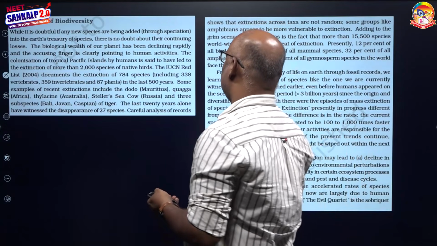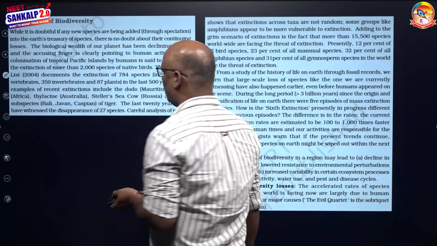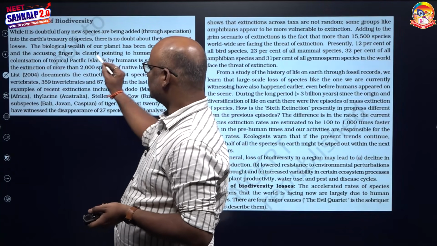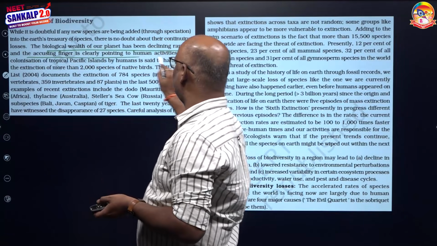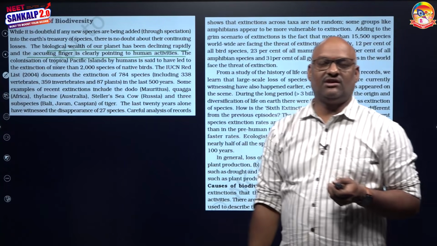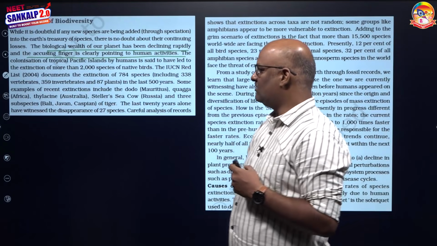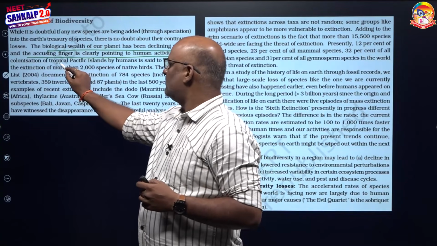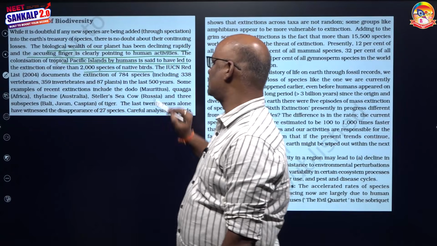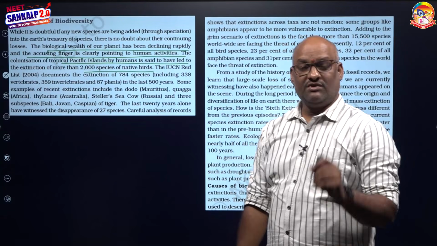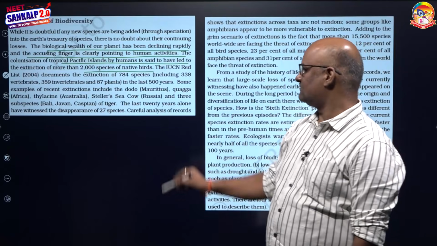Now, loss of biodiversity. How has biodiversity been lost here? The biological wealth of our planet has been declining rapidly, and the accusing finger is clearly pointing to human activities. We are responsible for the decrease of biodiversity. Colonization of tropical Pacific islands by humans led to the elimination of 2,000 species of native birds. Because of humans in the Pacific islands, 2,000 native birds became extinct.